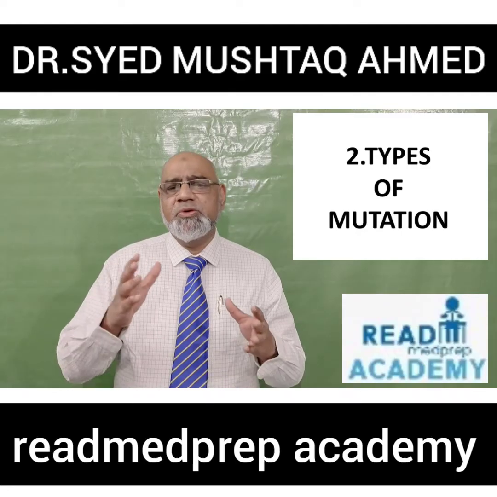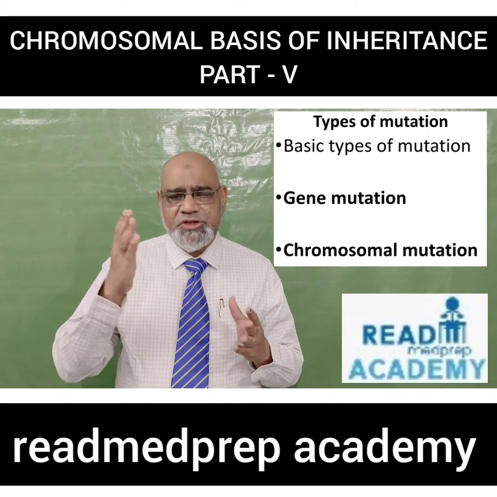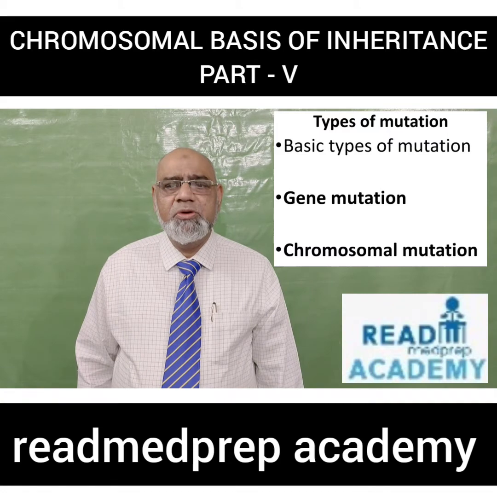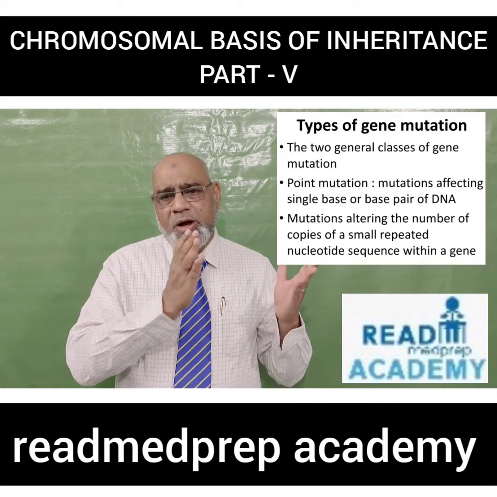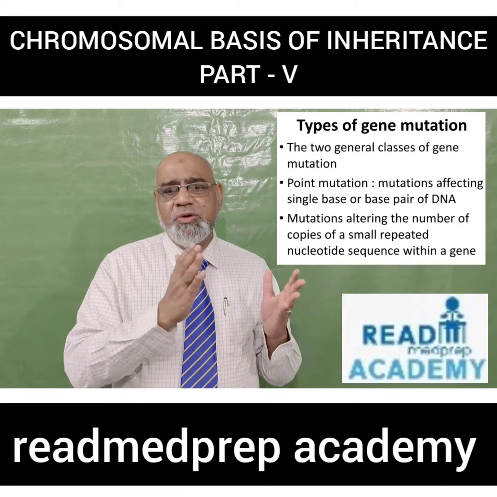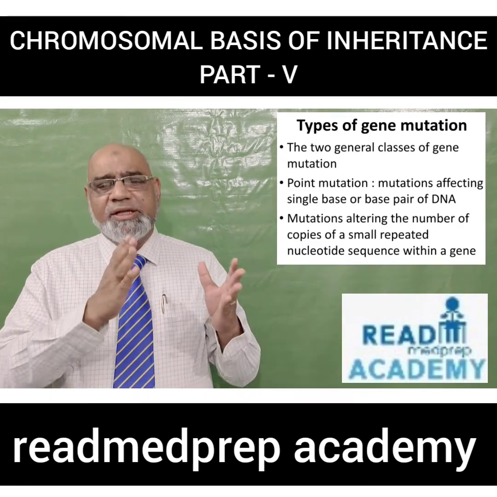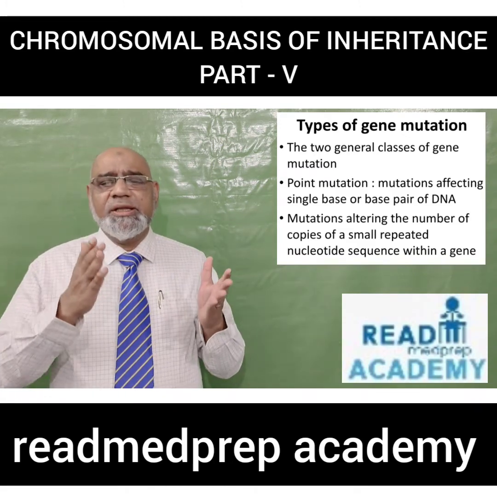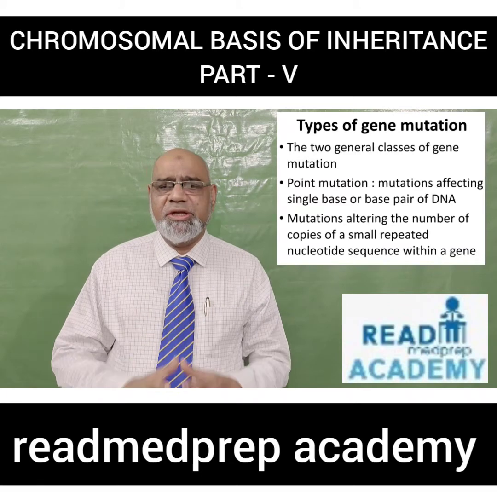What are the types of mutation? Basically, mutation is of two types, gene mutation and chromosomal mutation. The types of gene mutation, two types. Point mutation, where the mutations affect the single base or the base pair of DNA. Another type, the mutations altering the number of the copies of a small repeated nucleotide sequence within a gene.